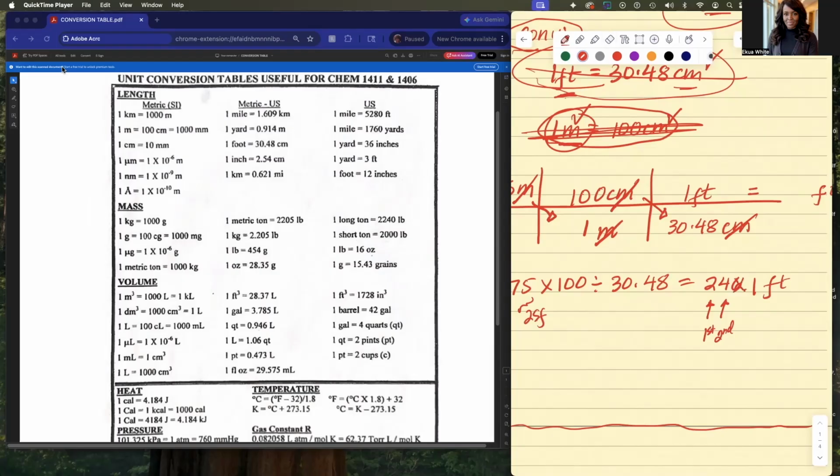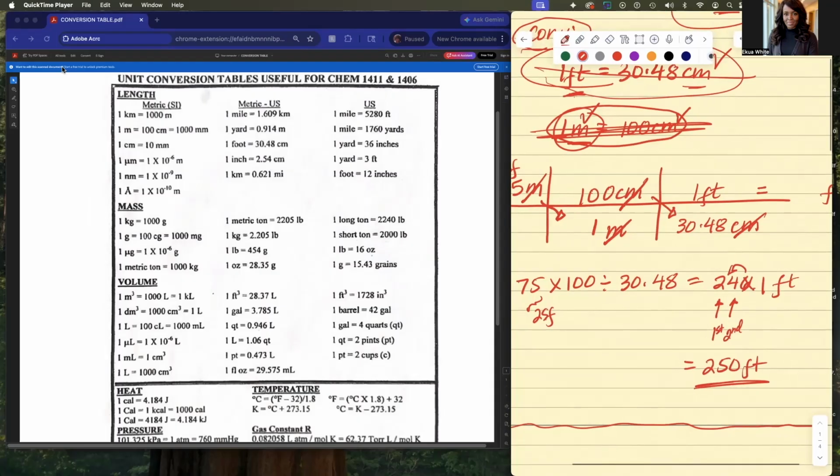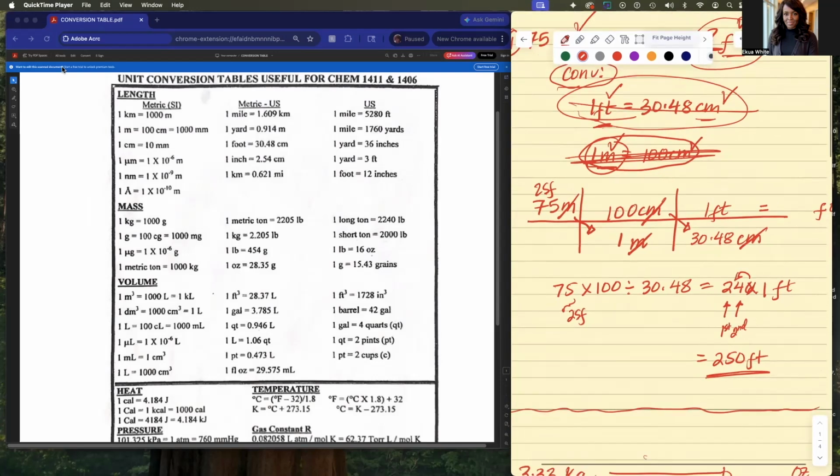Since this number is 5 or above, it has to round up. So our number will be reported as 250 feet. And 250 feet is the answer in the correct number of significant figures. I haven't gone over significant figure rules. I think I'll make a different video just for that. Okay, I'm applying them here without really going over why.